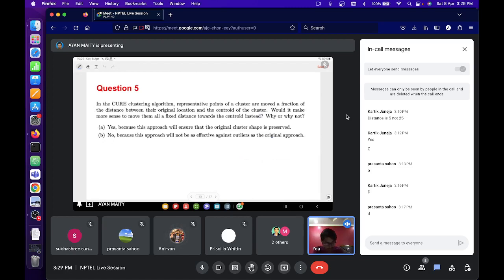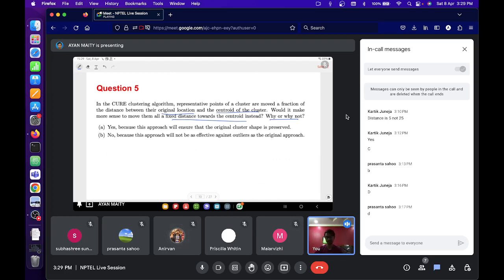So this is question 5. This is on the CURE clustering algorithm. In the CURE clustering algorithm, representative points of a cluster are moved a fraction of the distance between their original location and the centroid of the cluster. Would it make more sense to move them all a fixed distance towards the centroid instead? Why or why not? So these are the two options. Option A is yes, because this approach will ensure that the original cluster shape is preserved. Option B is no, because this approach will not be as effective against outliers as the original approach.